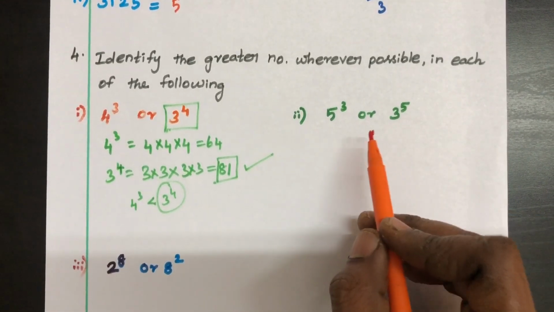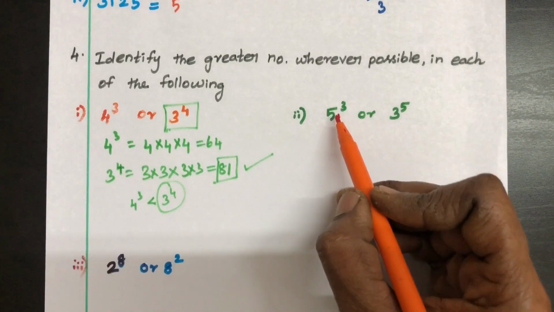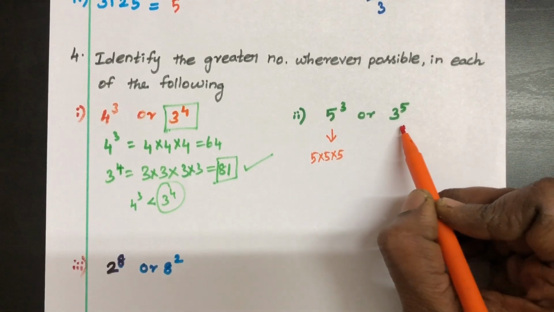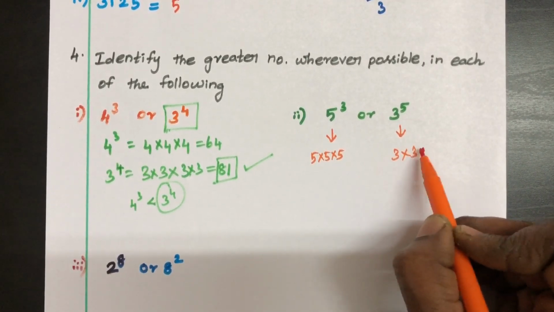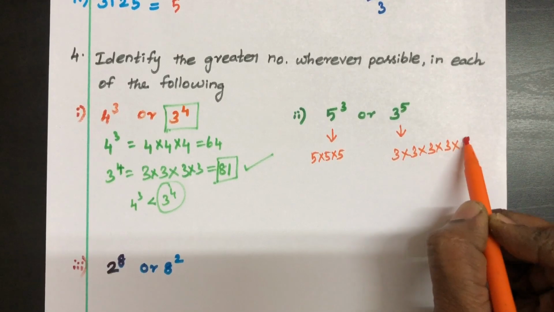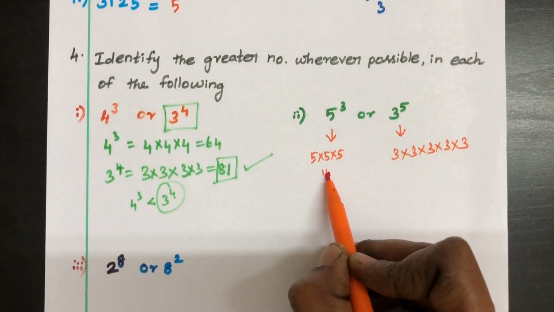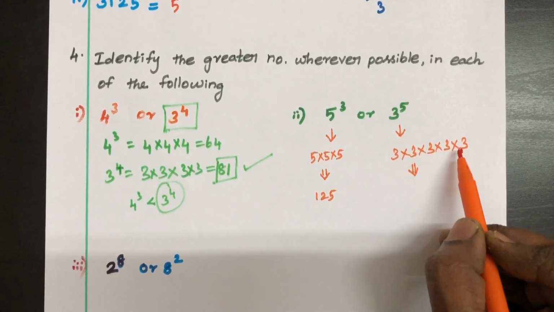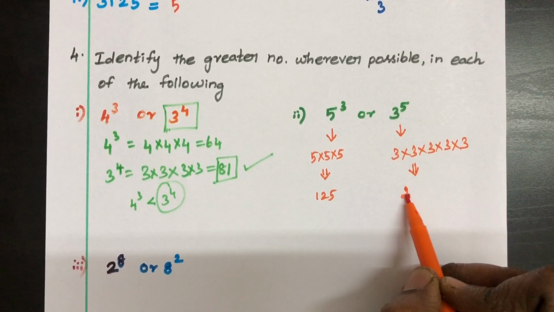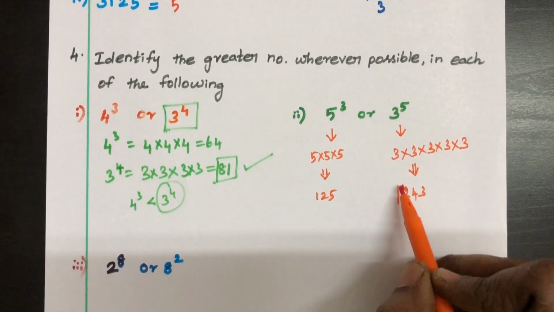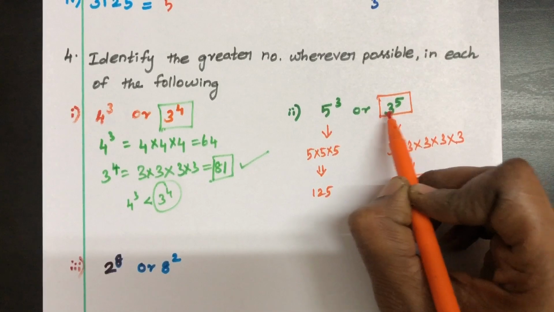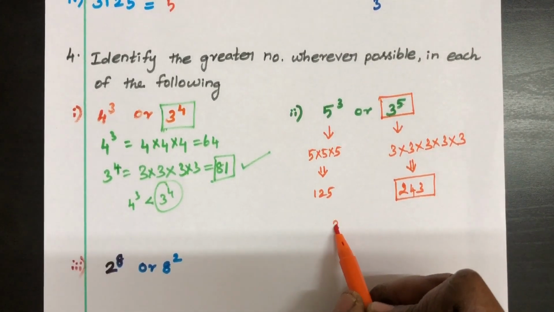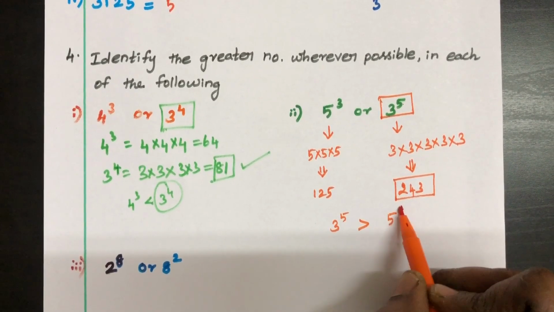Second subdivision, 5 cube or 3 power 5, which is greater? 5 cube means 5 into 5 into 5. 3 power 5 means 3 into 3 into 3 into 3 into 3, so 5 times we need to repeat 3. The value of the first product is 125 and the second is 243. Which is greater? Obviously 243. So 3 power 5 is greater than 5 cube.